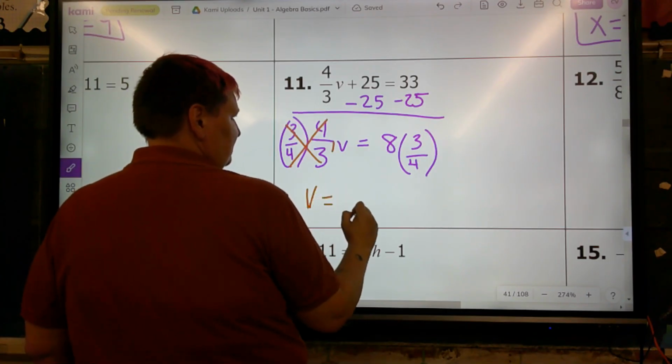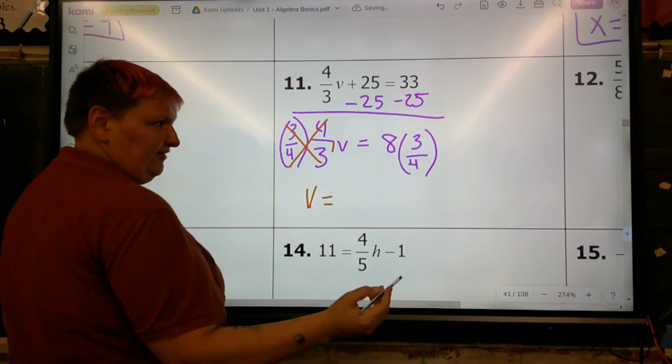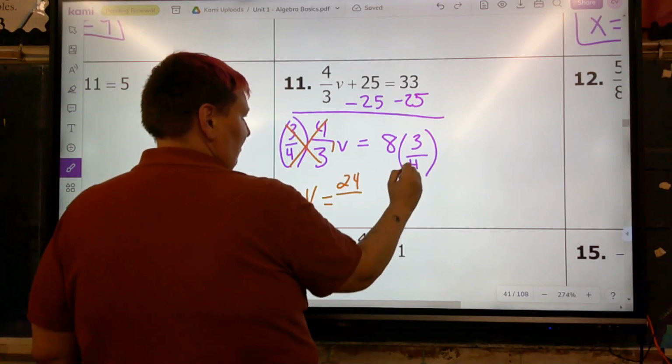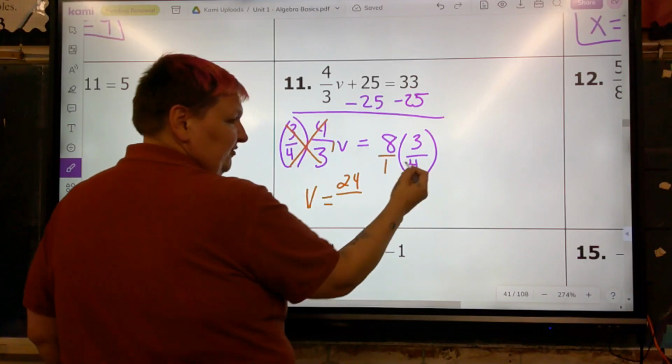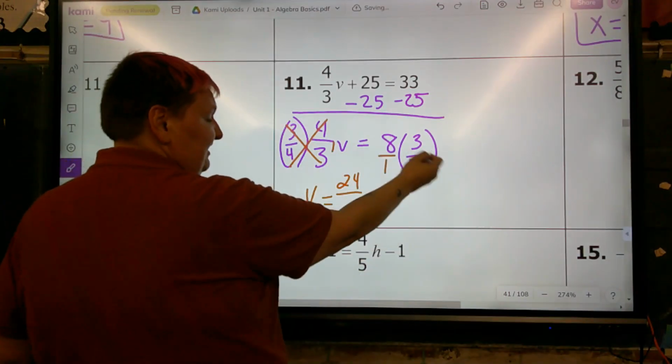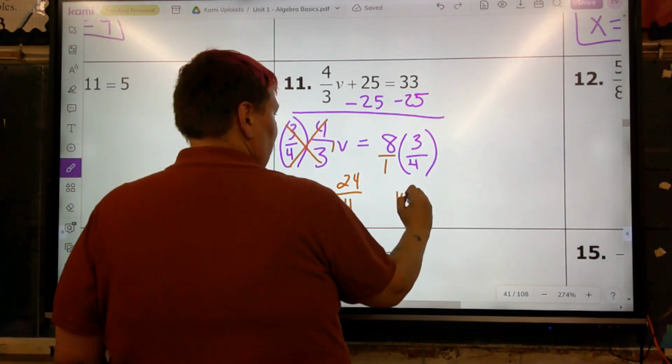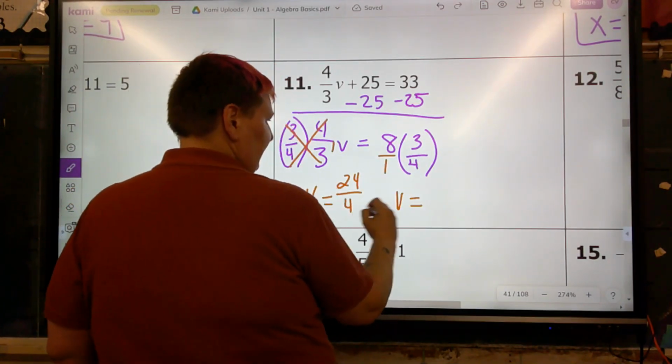B equals, don't simplify first. 8 times 3 is 24. Over, remember, when you're multiplying fractions, they both have to be fractions. Over 4, which simplified, 24 divided by 4 is 6.